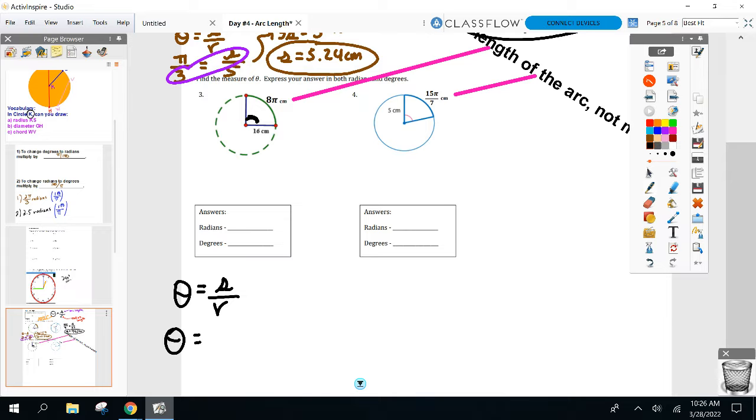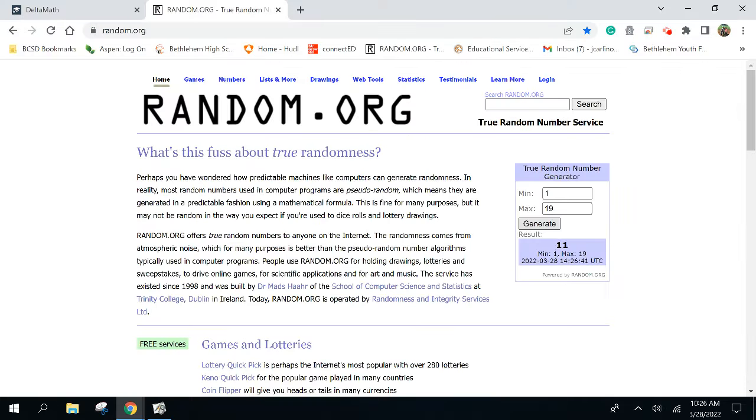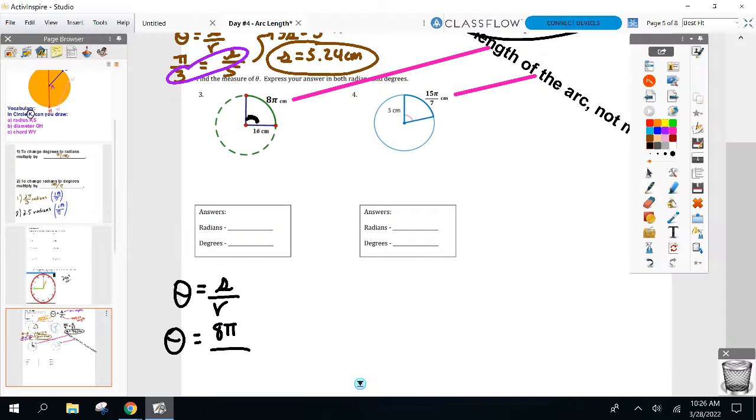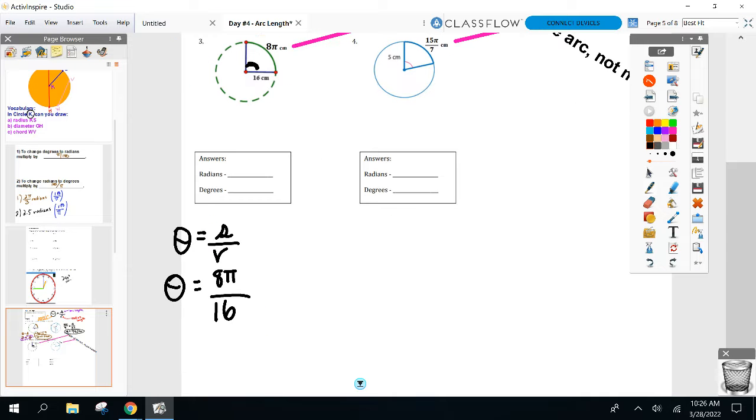Number 3, 8 pi. That's not radians. That's centimeters, right? So that's just 8 pi. That's why I have a little note here. That's the length of the arc. It's just 8 pi, whatever that decimal is, over what's the radius here? 16. Okay, so there's theta.